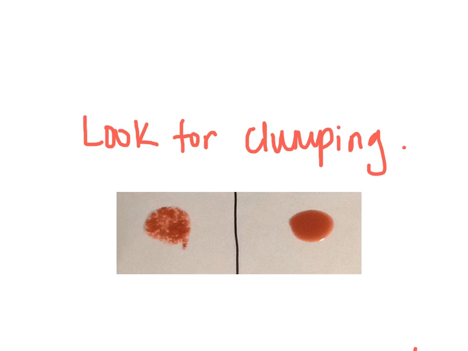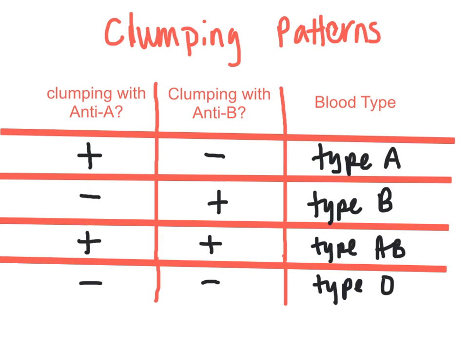When you have added your anti-A and your anti-B serum, that's when you look for clumping. So this example right here is where you see clumping, and this example right here would be where you don't see clumping. This chart is going to be a good chart for you to know what the clumping means and what blood type they are.